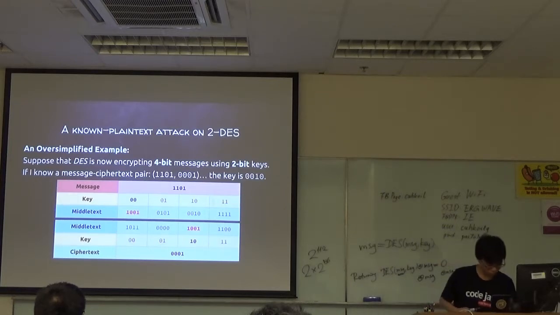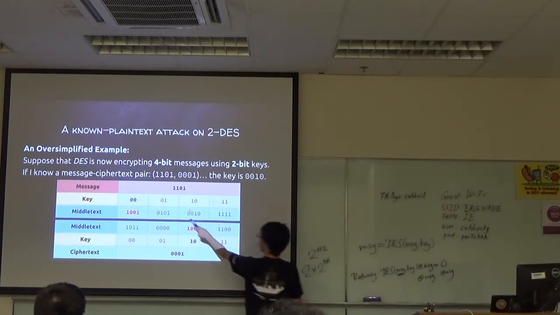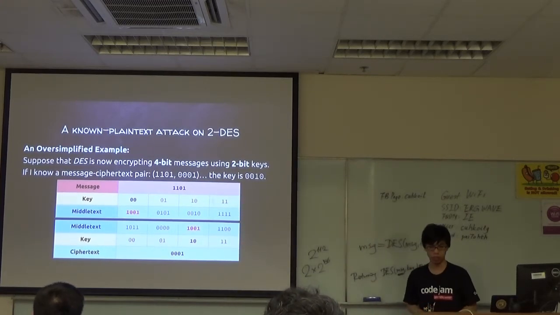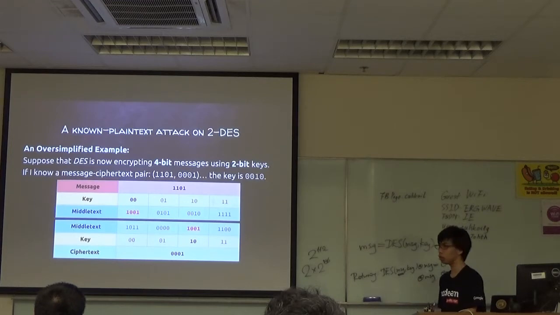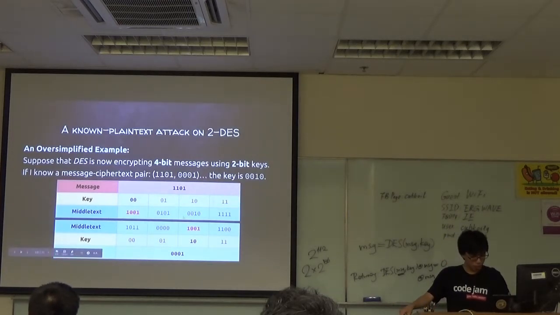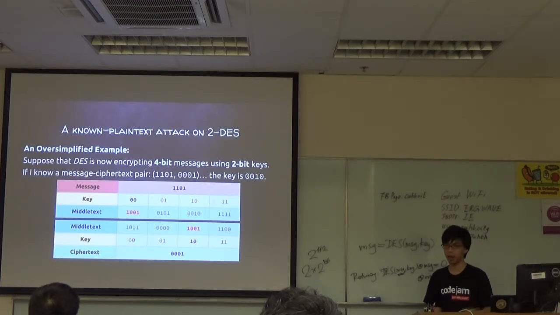If this number is 0000, then what is the difference? What is the conclusion for the key? Yeah, why not both? Both of them are keys. And he's correct. The key is 0010, as it is the only common middle text.